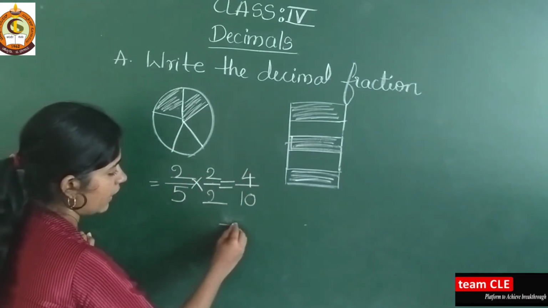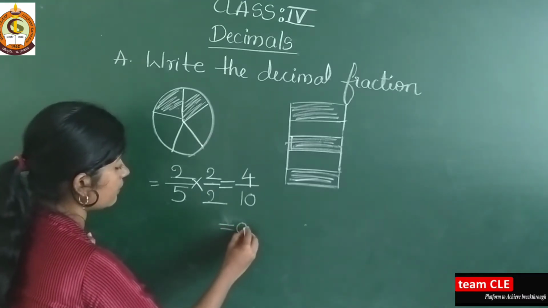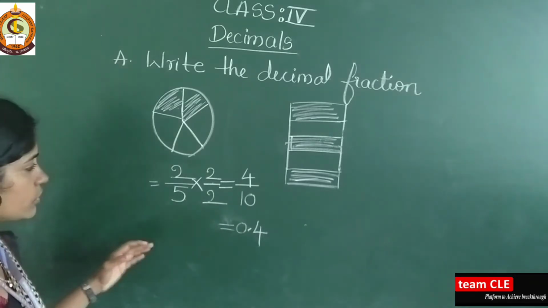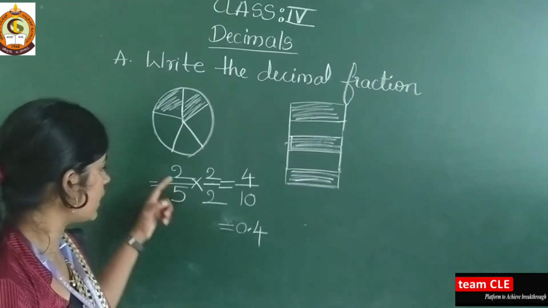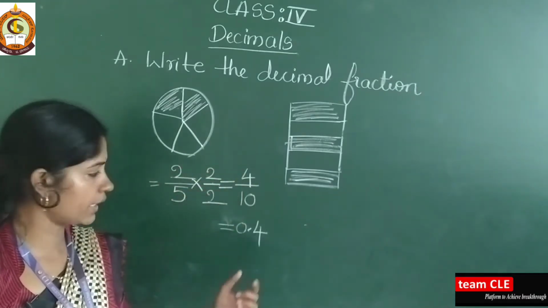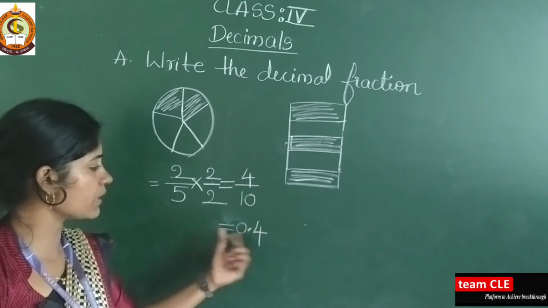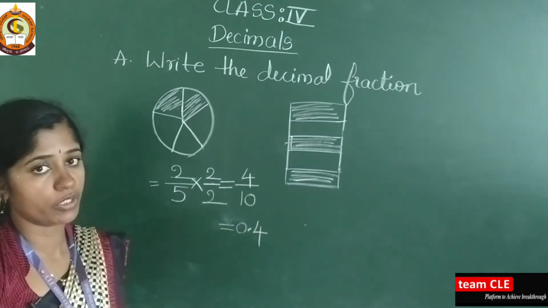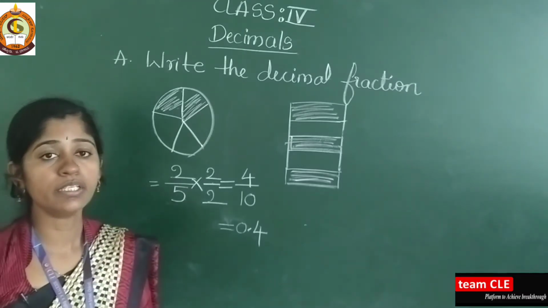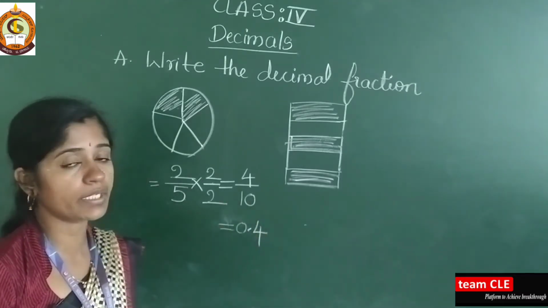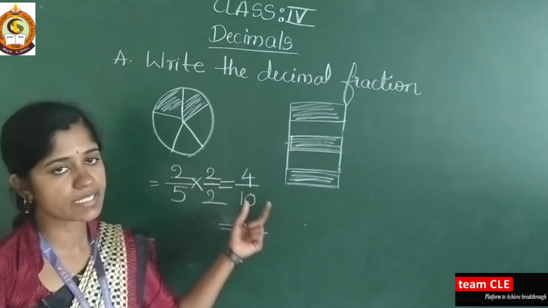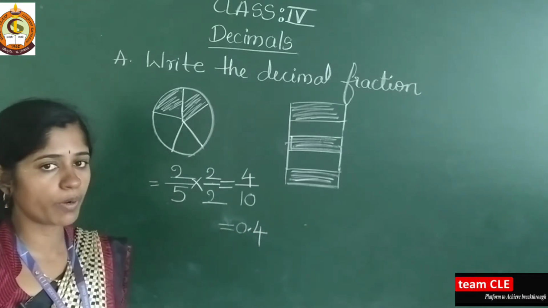4 by 10. Then how to write this in decimals? 0.4. So the answer is 0.4. This you need to know. Here 2 by 5 is there, multiply by 2 by 2, 2 times 2 is 4 and 5 times 2 is 10, and 4 by 10 means the answer is 0.4. To write fractions as decimals, we need the denominator 10, 100 or 1000. But here 5 is there, I converted this to 10 and I wrote 0.4.